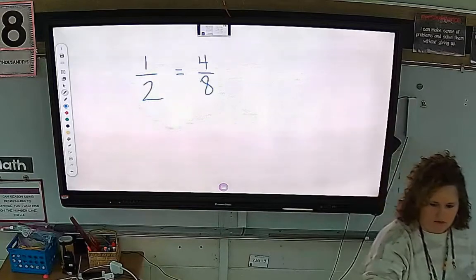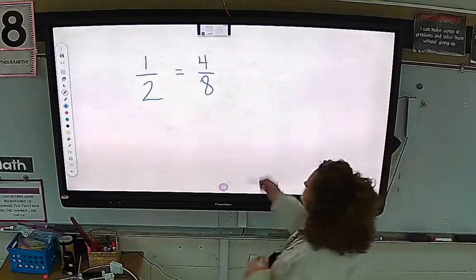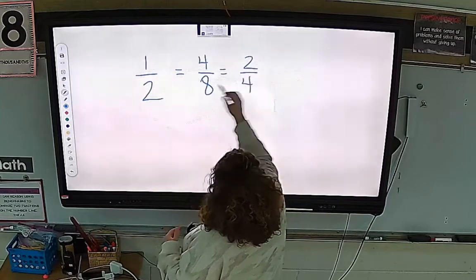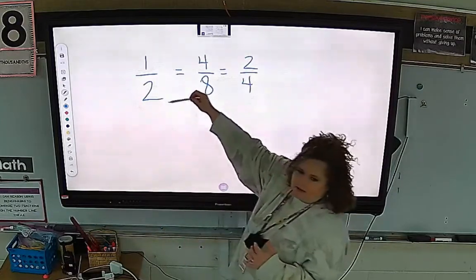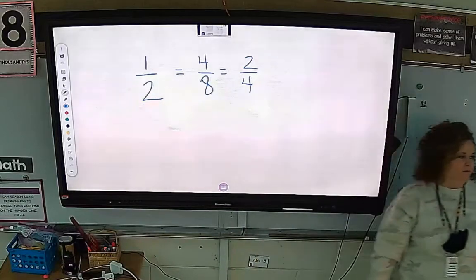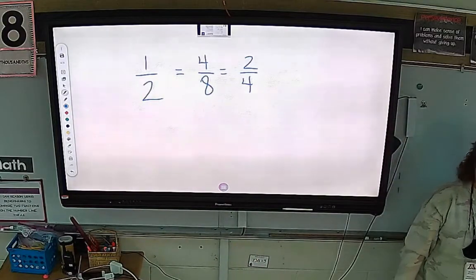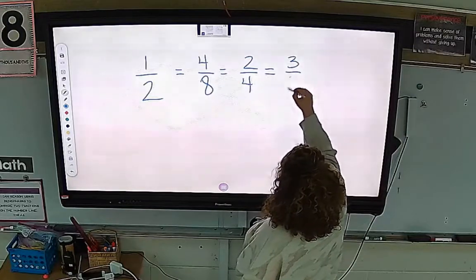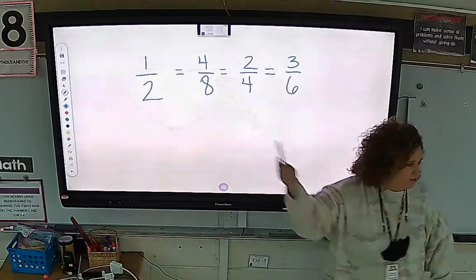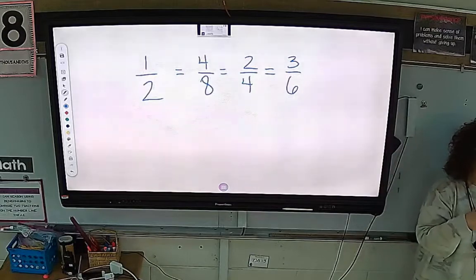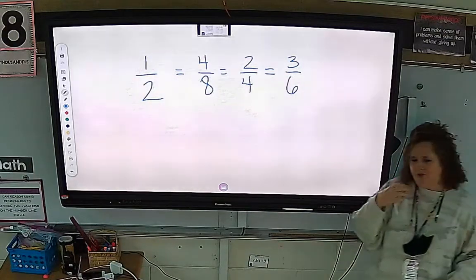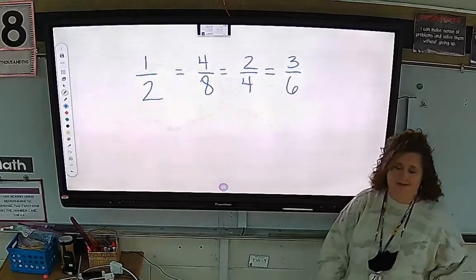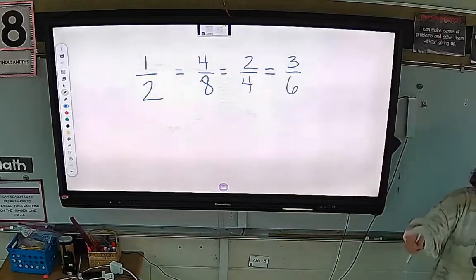What's another one? 2/4. And you multiplied both of these by 2. Another one? 3/6. You multiplied the numerator and the denominator by 3. That is like a tongue twister: numerator and denominator, numerator and denominator. Okay, what's another one?